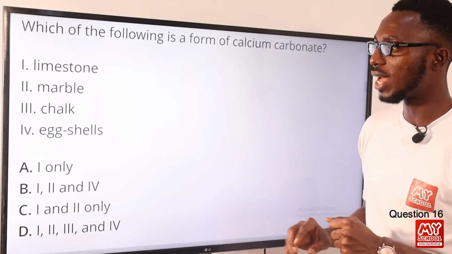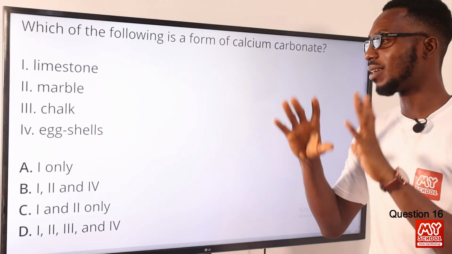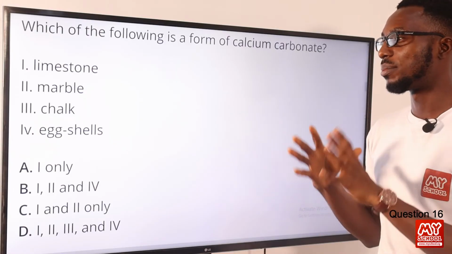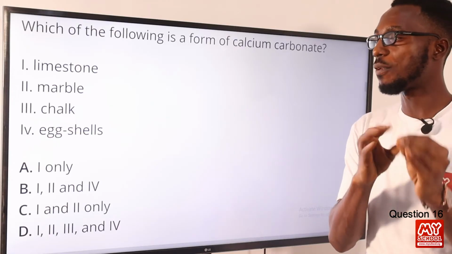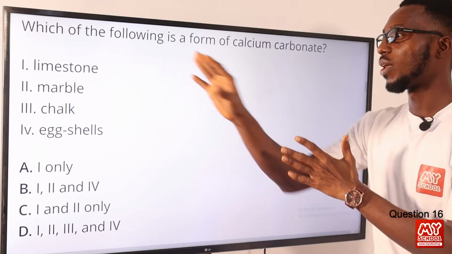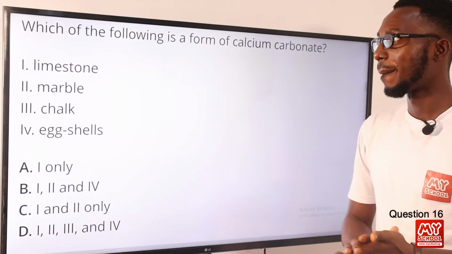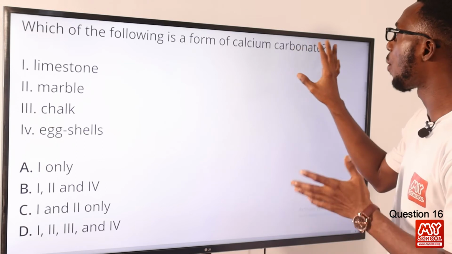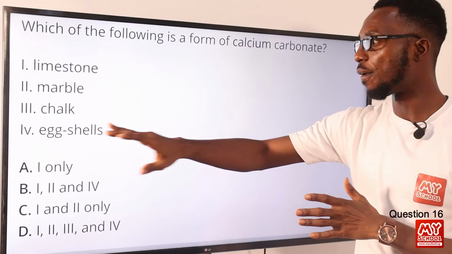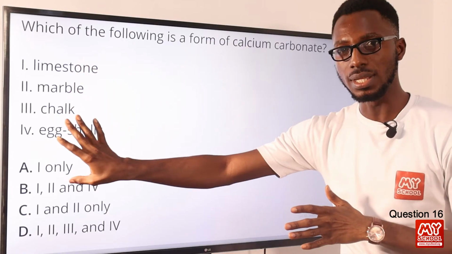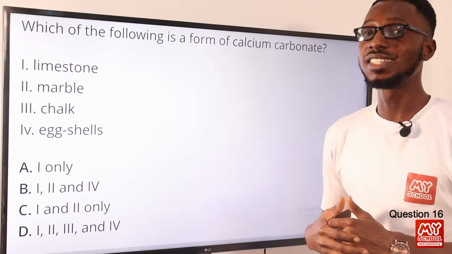You should also take note that eggshells are almost entirely, or a very large amount of the eggshell is actually made up of calcium carbonate crystals. So all of this is calcium carbonate. Which of the following is a form of calcium carbonate? I know this is a form, this is a form, this is a form, this is a form as well. So all of this is presented in option D. So option D is the correct option.